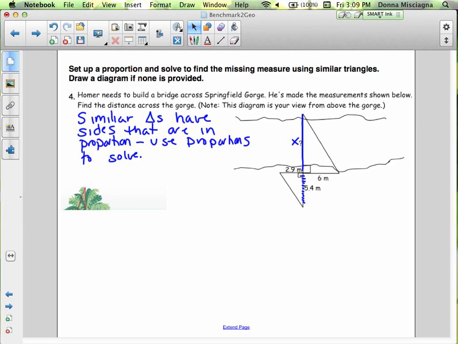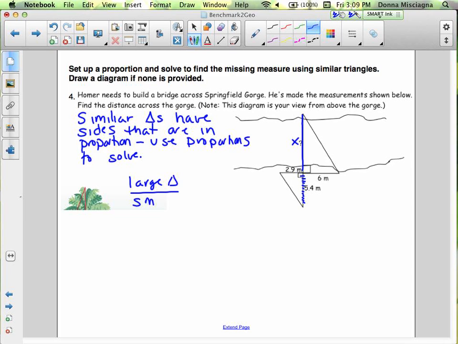When you're setting these up, put one triangle in the numerator and one triangle in the denominator. So this large triangle is going to go in the numerator because that's what we are solving for. That's how I was setting it up. But let me go back a little bit and tell you, we're going to put the large triangle measures in the numerator and the small triangle measures in the denominator, because it doesn't work if you mix them up.